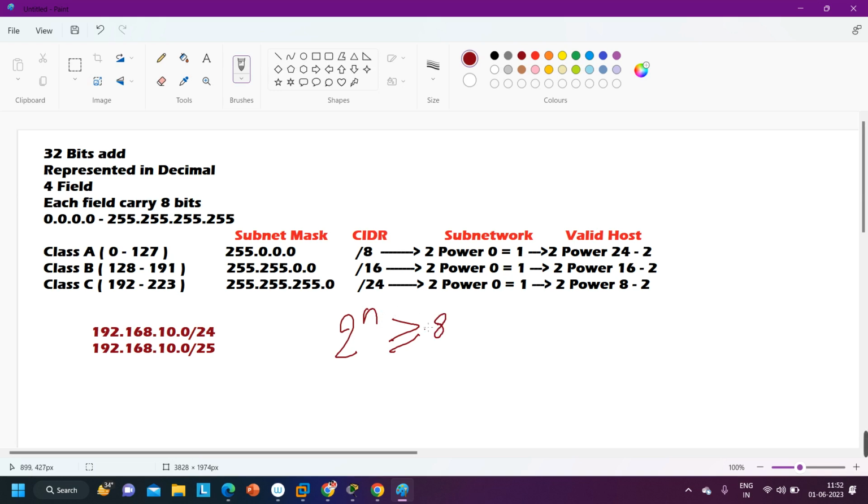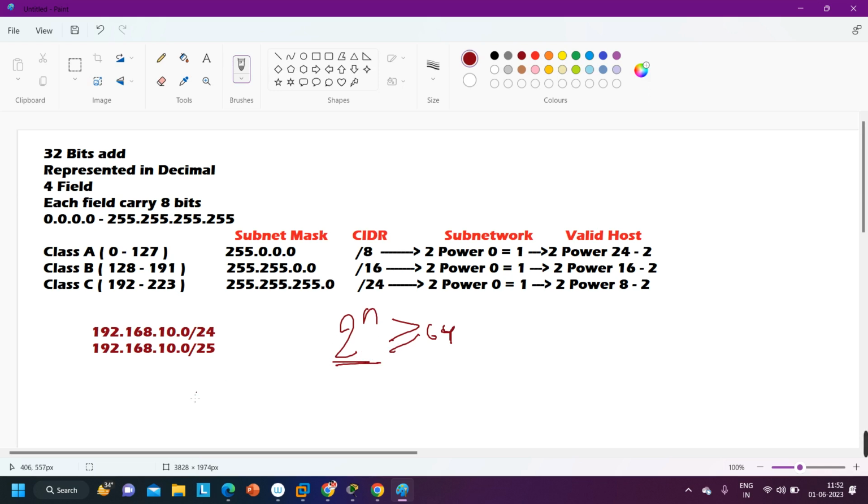So whenever we need 8 networks, how many bits will we borrow? 3 bits. Whenever we need 16 networks, how many bits will you borrow? n should be 4. Whenever we need 32 networks, then n should be 5. Whenever we need 64 networks, then n should be 6. Yes or no? Correct. Because 2 to the power n is the formula to find the number of networks.